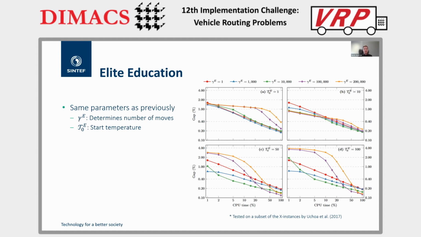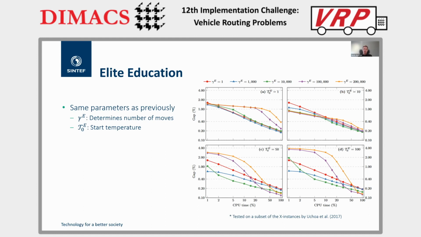If we continue to the elite education, we have the same parameters as before, but now the values are different. Remember that we want to spend much longer time in the elite education compared to the regular education. Therefore, the parameters are denoted with a superscript E. If you again take a look at the figures, they are similar as before, where each subfigure is a different value for the starting temperature, and each line in the figure is a different value for gamma. Then I would like to focus on the bottom left figure, where the starting temperature is 50.